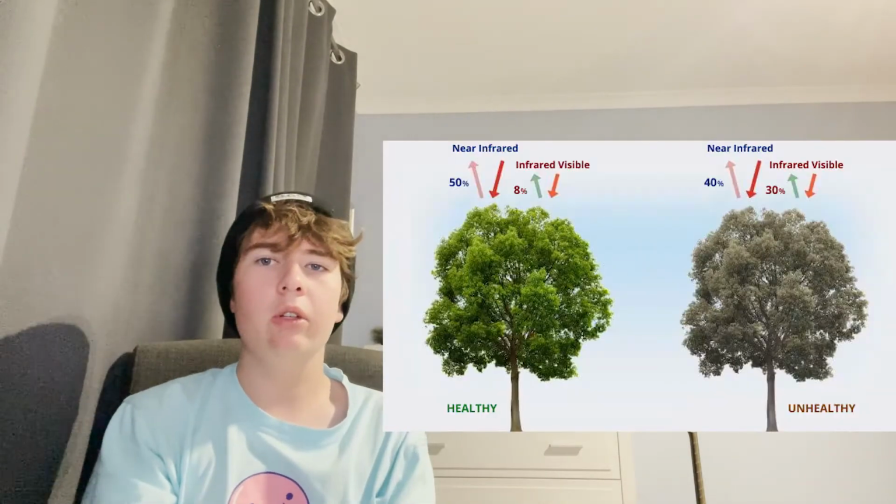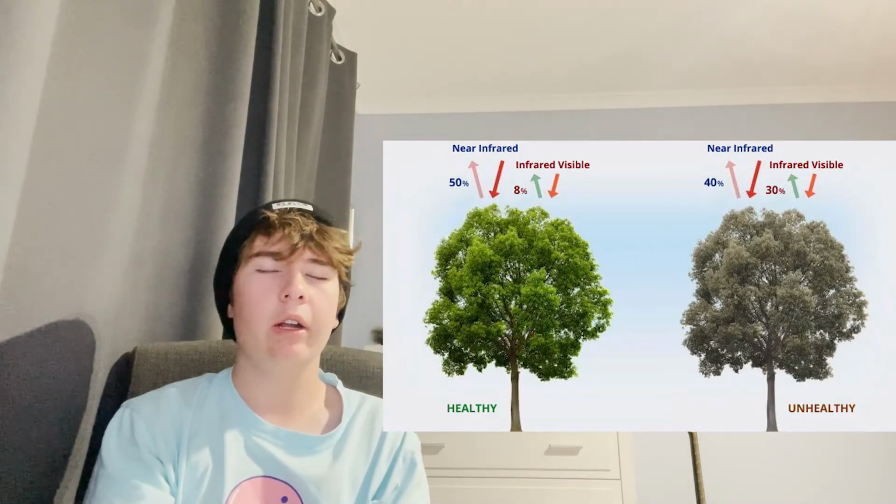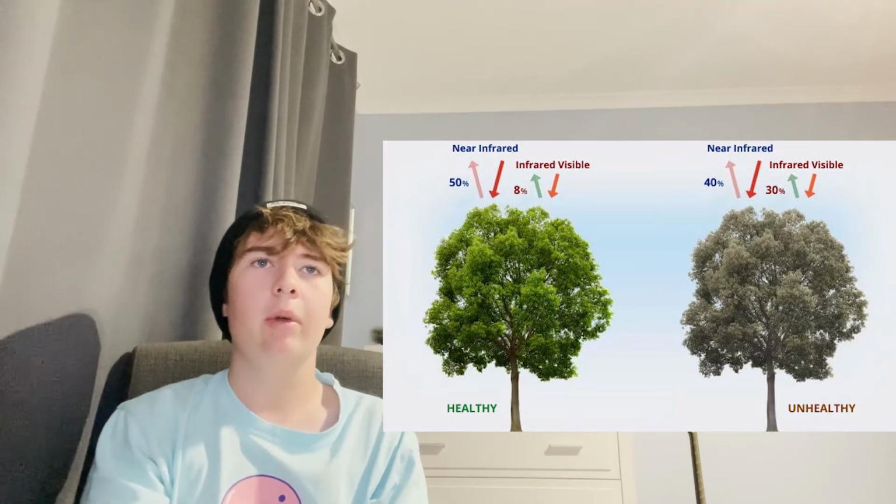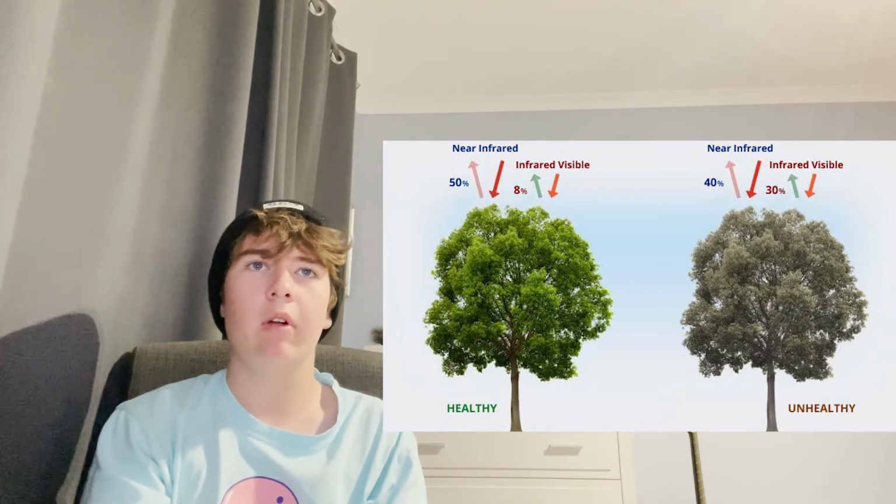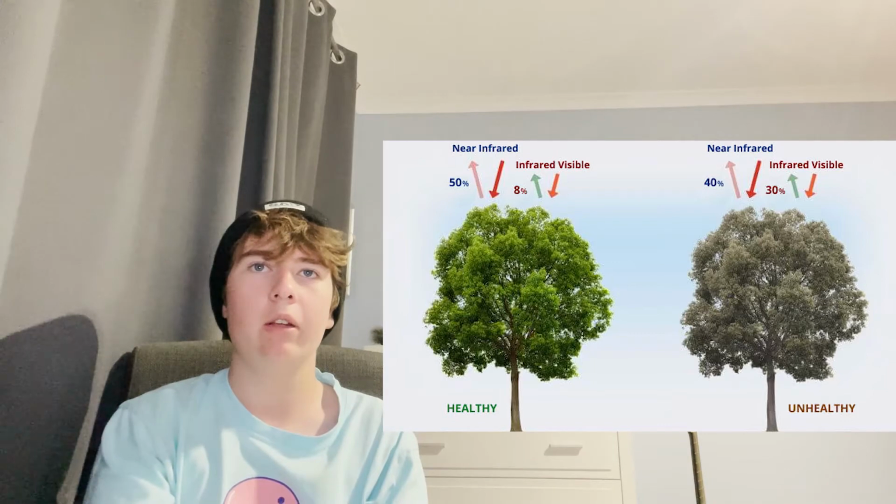LAI, also known as the Leaf Area Index, is a key variable functionally related to plant biomass production. As seen in this image here, you can tell the difference between healthy and unhealthy vegetation due to the amount of near-infrared and infrared visible light that is reflected.